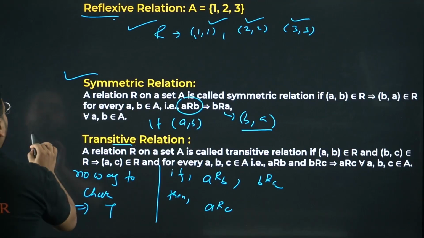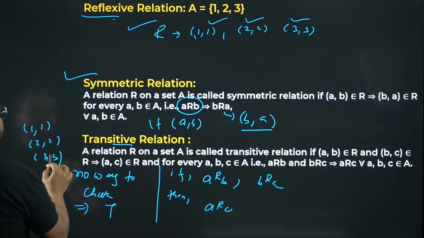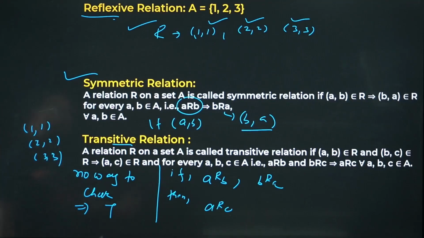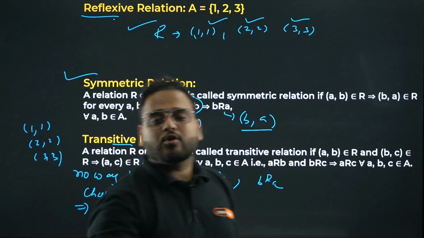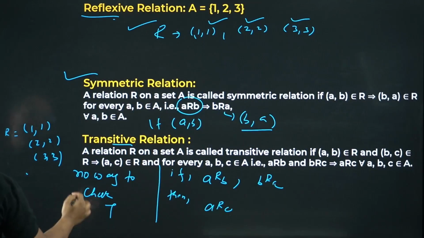For example, I can take (1,1), (2,2) and (3,3). Can you check transitivity over here? You cannot, sir. There is no relation like AB, BC and AC. In that case, we don't have to check. Just understand this will simply be a transitive relation. This R will become simply transitive.